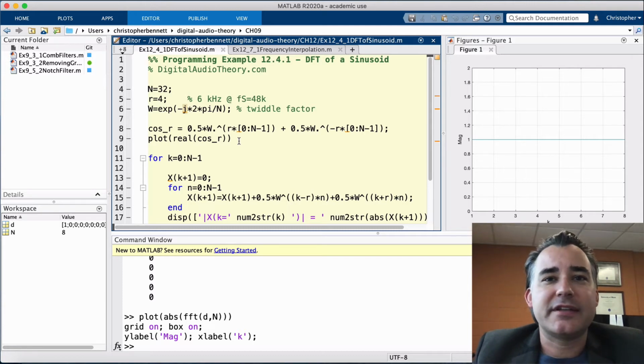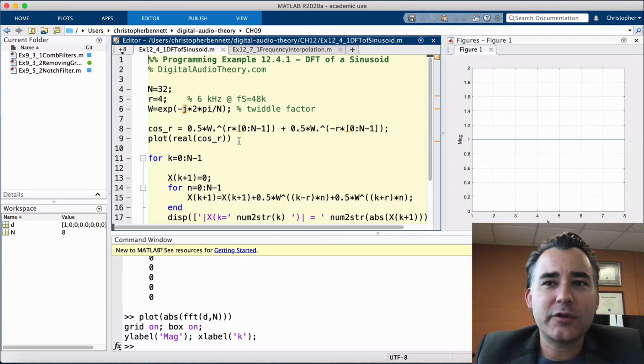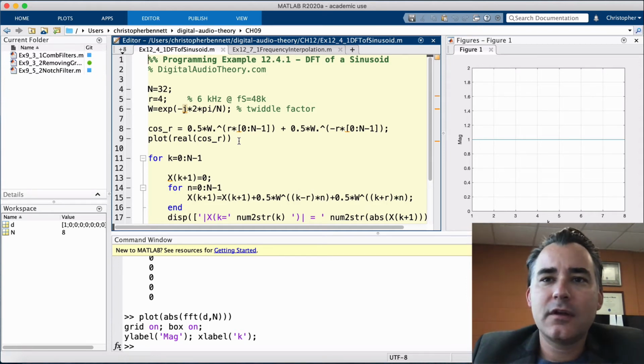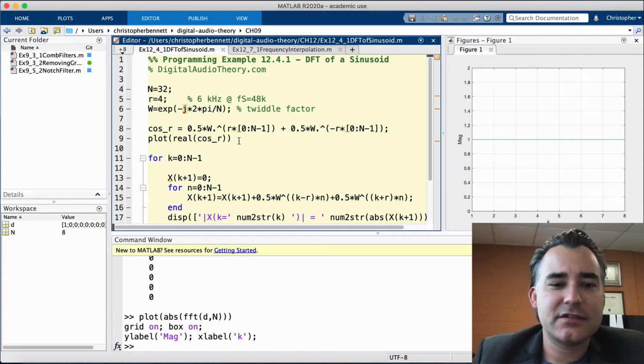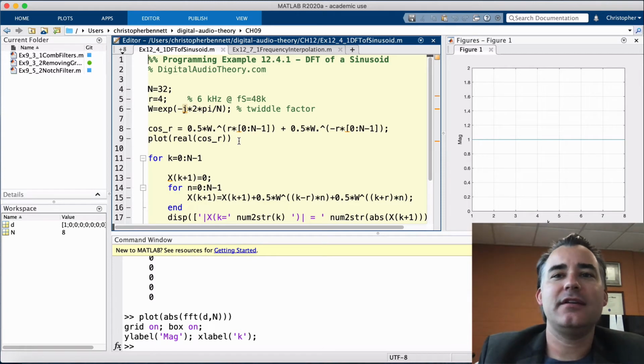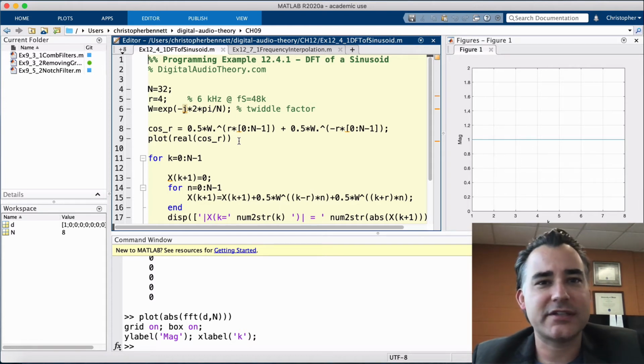For the sake of simplicity, let's start with a cosine whose frequency falls exactly on one of the DFT bins, rather than in between them. So if there are N bins, then if the frequency is at some integer division of N, then it will fall exactly on one of the DFT bins. For example, if the sampling rate is 48 kilohertz and we perform an N equals 32 point DFT, then the frequencies of 0, 1.5K, 3, 4.5K, and so on would meet this criteria.